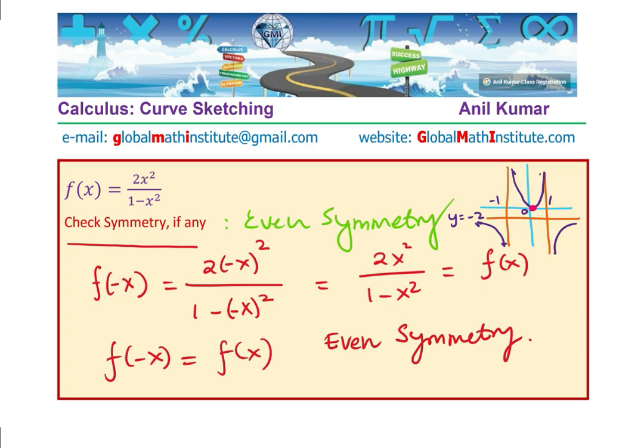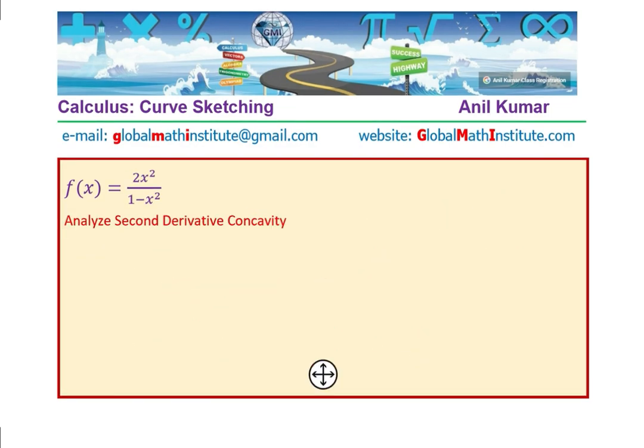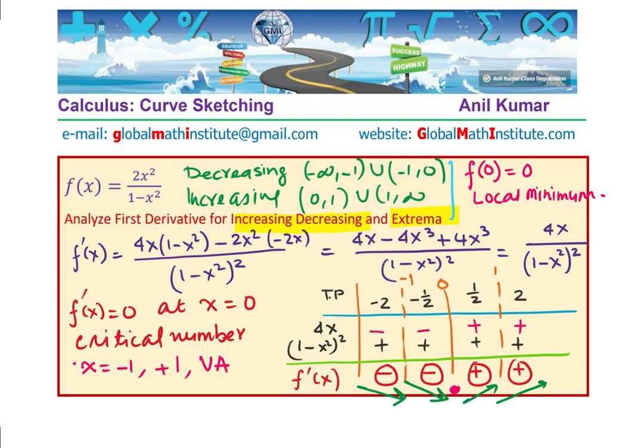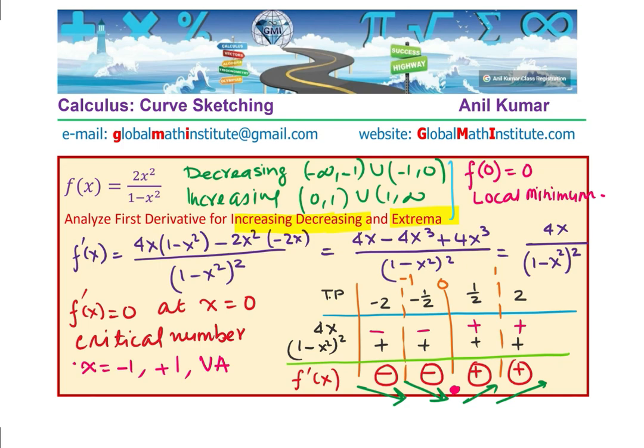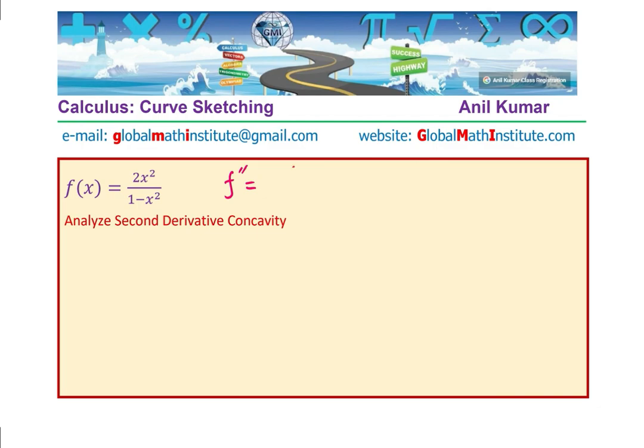On the left side of the y-axis, it is decreasing. On the right side, it is increasing. Clear? So we have clearly analyzed our first derivative. Now we move on to the second derivative. To find the second derivative, we have to begin with the first derivative, which was what for us? The first derivative was 4x over (1 minus x squared) whole square. So that is our first derivative, right?